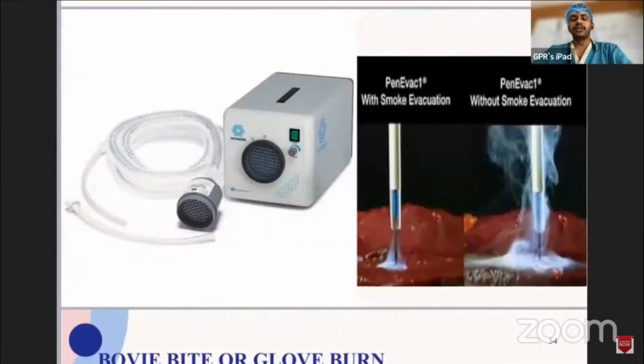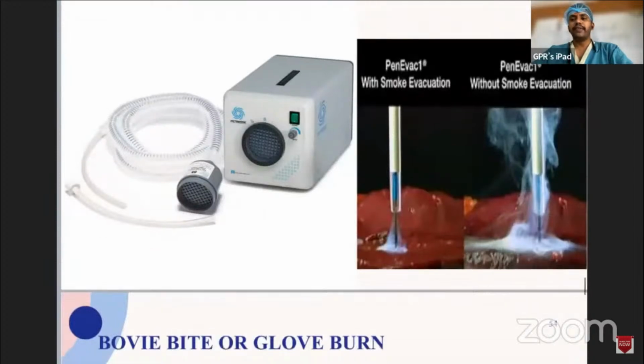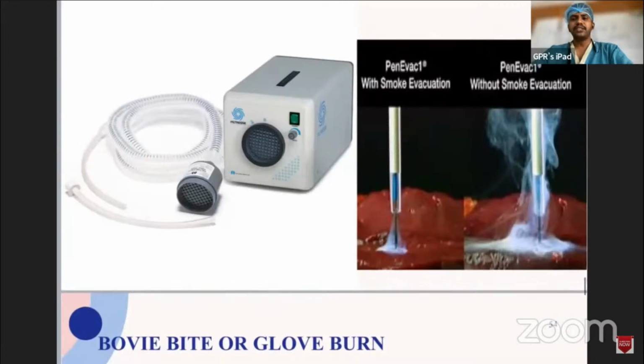To overcome this scenario, we have something called a pen evac. As I said, it is the monopolar tip with an evacuation chamber, which reduces the smoke that can be inhaled by any person in the operation theater. In the left corner is the endo evacuator, which is connected to one of the trocars, and this will evacuate the harmful and dangerous surgical smoke out of the surgical field.